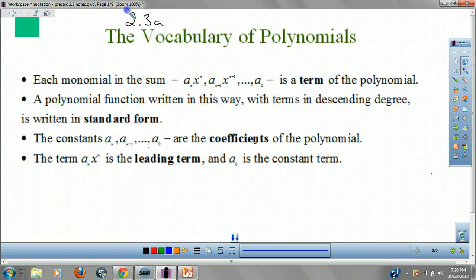Today we're going to be looking at 2.3a. We're going to be looking at those polynomials again. Okay, we have some vocab we want to talk about first. A lot of you guys have seen it before.